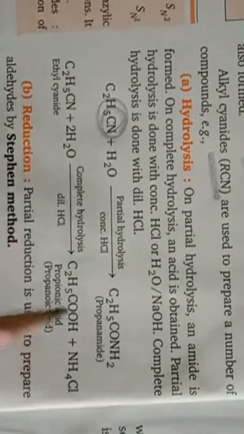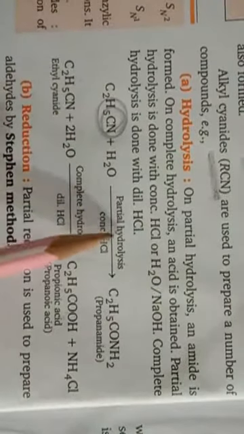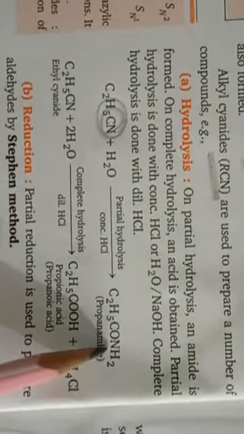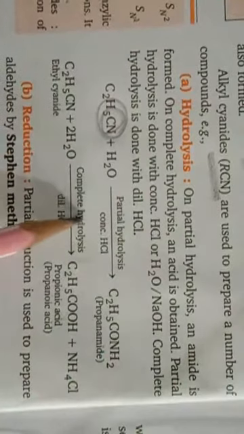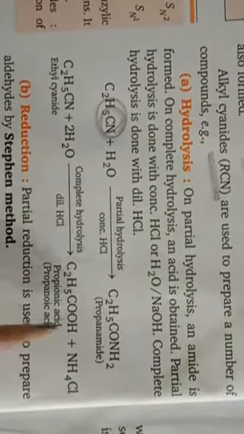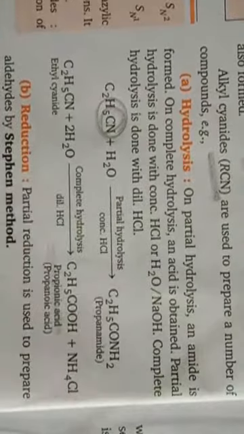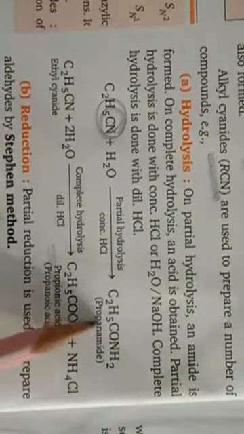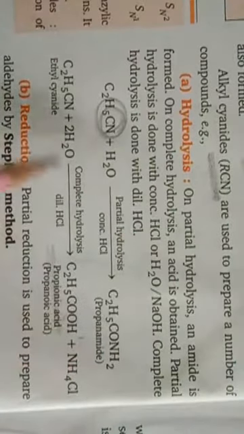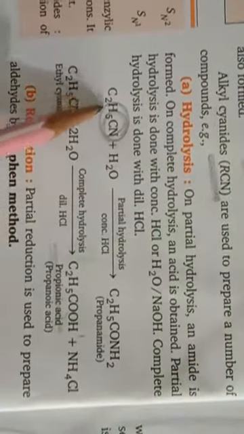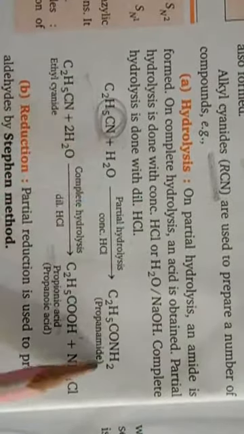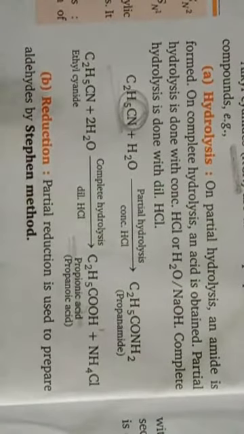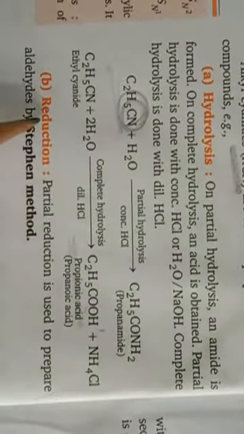So when partial hydrolysis is there, then amide will form, and when complete hydrolysis is there under the same condition, then the related acid will form. Okay children, so these are very important conversions you have to keep in your mind. So from alkyl halide you can form alkyl cyanide, and then you can form the related amide or acid. Okay, one more thing we can do with CN group, it's reduction.